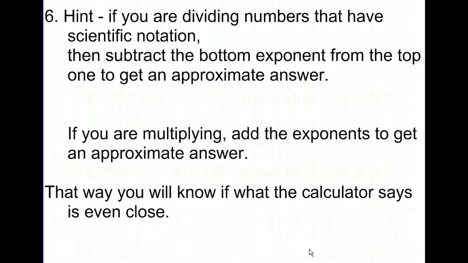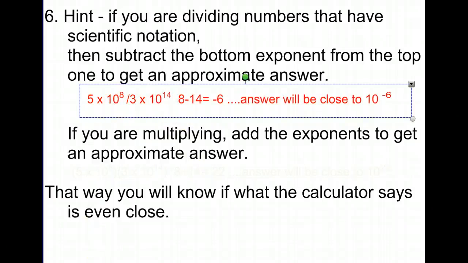Another hint, I know a lot of you are not familiar with scientific notation, so if you want to double check your answers to make sure they're right, if you're using scientific notation, which is the only thing that makes these particular problems challenging, I think, is that they're scientific notation. Really big numbers and really small numbers. So if you're dividing numbers that have scientific notation, then subtract the bottom exponent from the top to get an approximate answer. It will let you know if you're in the ballpark. So if you had 5 times 10 to the 8th divided by 3 times 10 to the 14th, to kind of check your answer and make sure you put it in your calculator correctly, take 8 minus 14, that gives you -6.